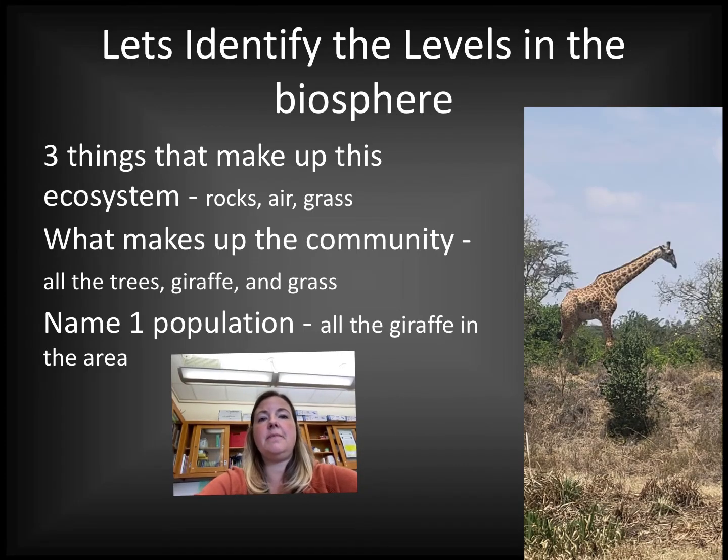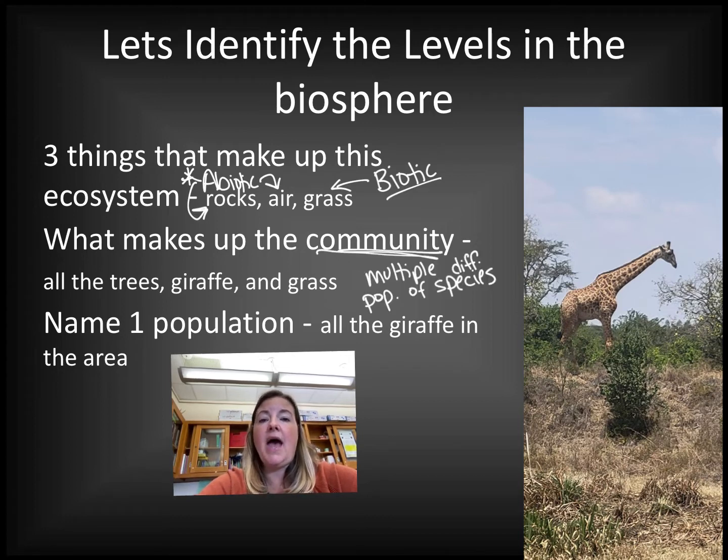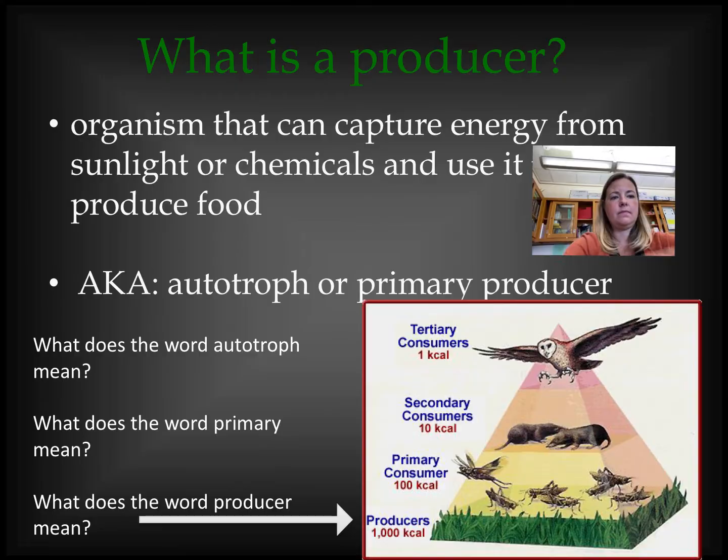So if you're given an image like this, you should be able to name things that make up an ecosystem, things that make up a community, as well as naming one population. So when you name things that make up an ecosystem, make sure that you include both biotic and abiotic factors. When you include things that make up a community, you need to include multiple different populations of different species. And when you name just a population, make sure that you are only naming one species.